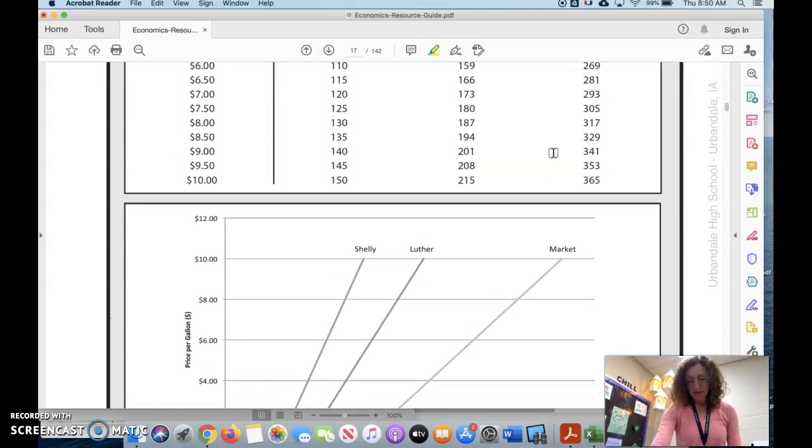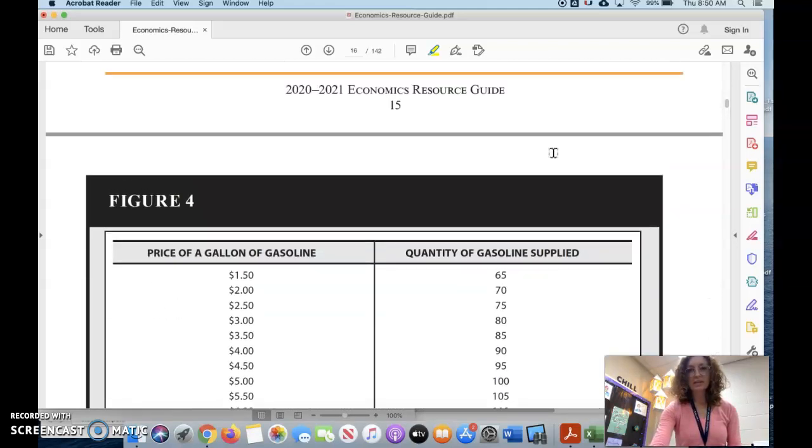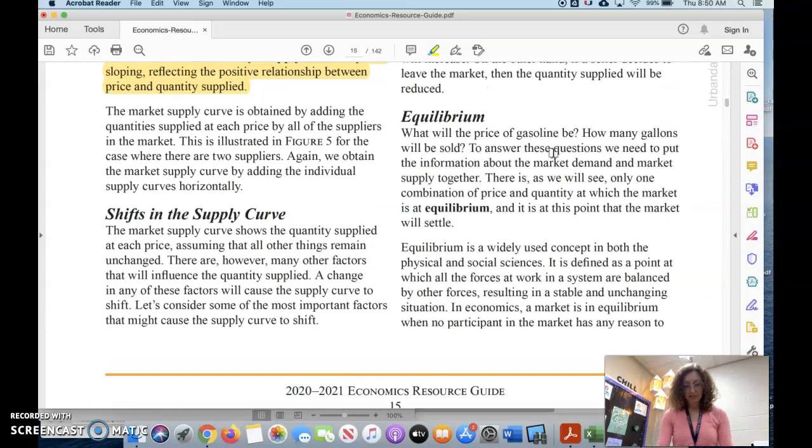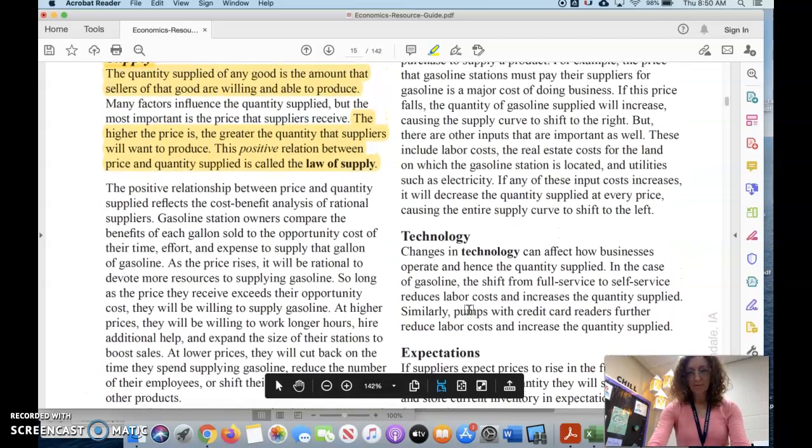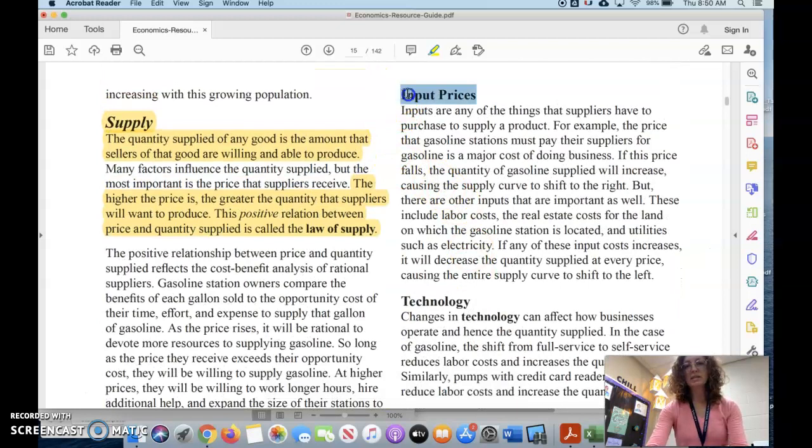All right, now we're going to jump back up to page 15 now that we've talked about those curves. We talked about things that shift the demand curve, being things like the amount of money that you have, your expectations in the market, your taste, all of those things cause shifts in the demand curve. It then follows that certain things cause shifts in the supply curve. Important factors that might cause the supply curve to shift. There are 4 of these. The first one is input prices.